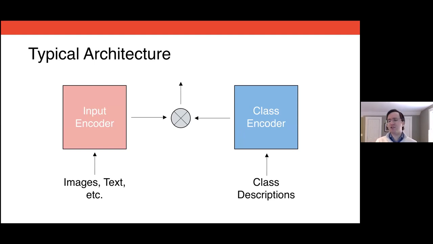And so this looks just like supervised learning. If you're doing images, perhaps you use a convolutional neural network. If you're doing text, perhaps you use an LSTM or a transformer or something like that. And so this looks pretty standard.